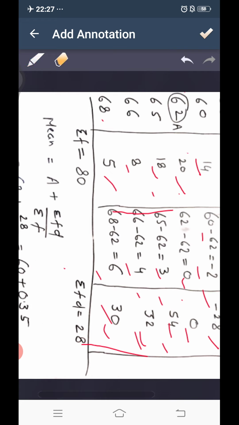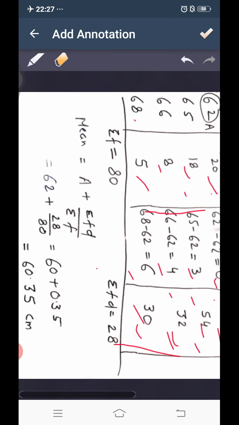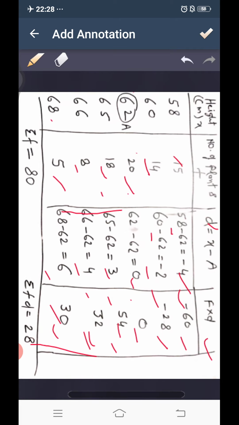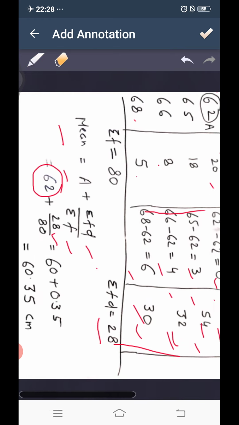Now we know that by assumed mean method, mean equals A plus sigma fD upon sigma f. A, the assumed mean, is 62, which we assumed. Sigma fD we have got 28, upon sigma f. We added all these frequencies, and the sum is 80. So we get sigma f 80.